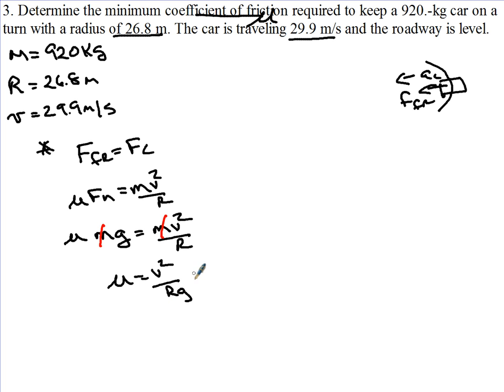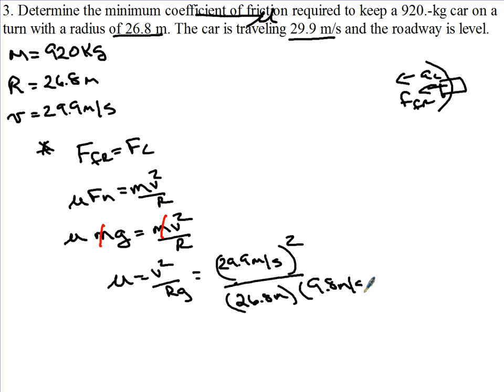Let me plug my numbers in. Mu is 29.9 meters per second, and this whole thing is squared, divided by r, which is 26.8 meters, times g, which is 9.8 meters per second squared. Now I can tell you we have a problem right now. 29.9 squared divided by 26.8 divided by 9.8 is 3.4. Goodness, this is much greater than 1. So we're talking Velcro. This is not good.